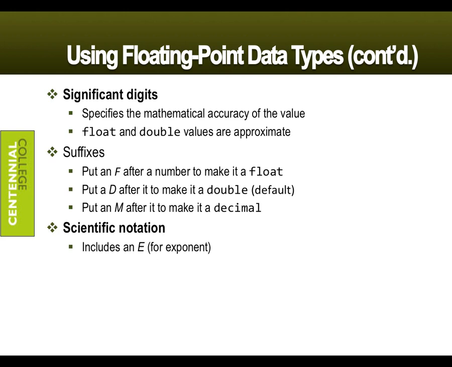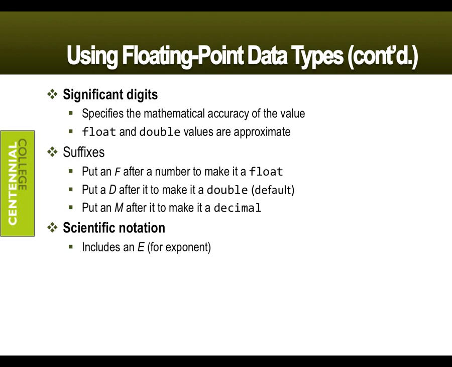And again, significant digits, we talk about how much accuracy, how many digits are after the number. Now when we use a float, we have to put a capital F after the literal to make it a float. Okay? If we use a double, we put a capital D. And when we want to use a decimal, we want to put a capital M next to the notation.